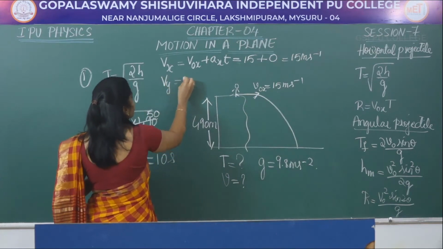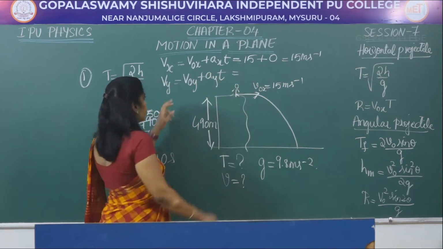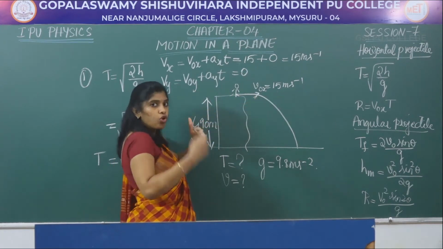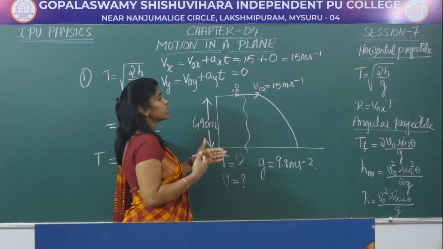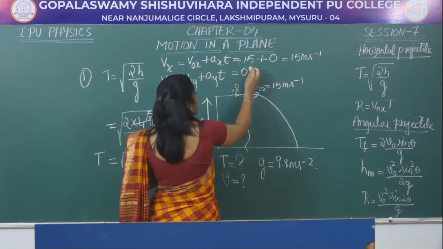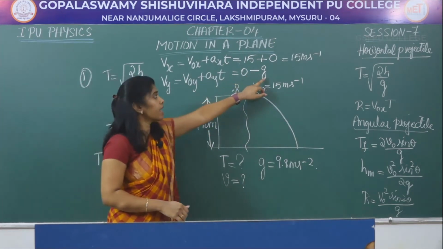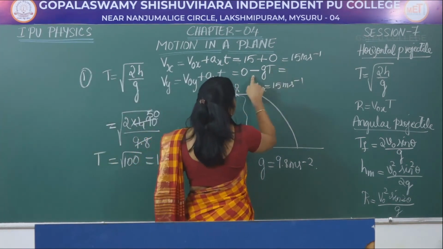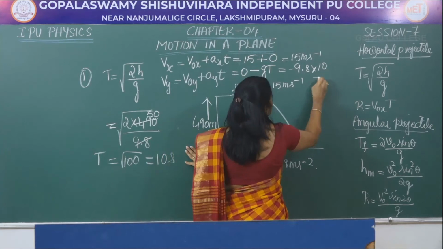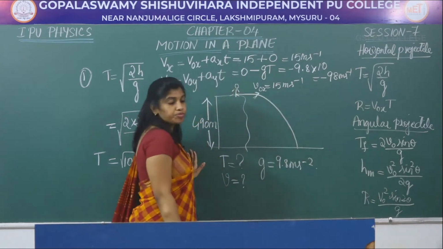Similarly, let us find out Vy. Vy is v naught y plus ay into t, and v naught y is 0 because at this point there is no vertical component of the velocity, because the projectile is projected in the horizontal direction. Therefore, v naught y will be 0 minus g, since ay, the acceleration due to gravity, is taken negative, into the time. Therefore, this is minus 9.8 into the time, which is 10. This will be minus 98 meter per second.